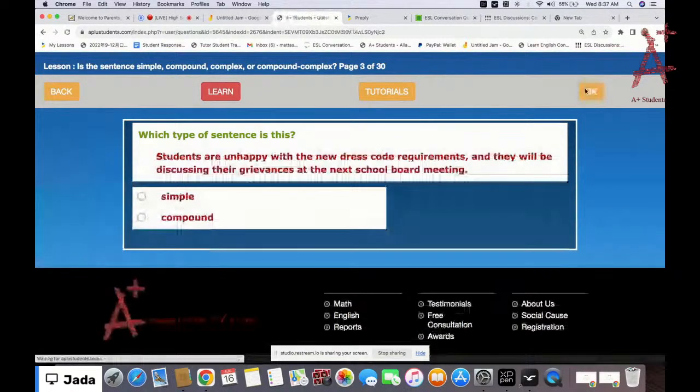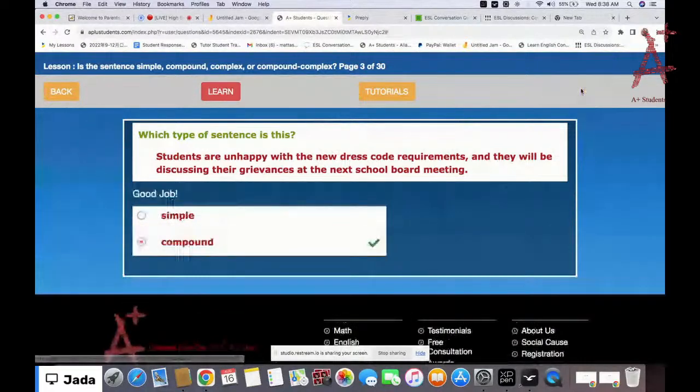So take note of compound sentences, just like this one. Students are unhappy with the new dress code requirement, and they will be discussing their grievances at the next school board meeting. So there's a conjunction and a comma, which makes it a compound sentence. If you don't see the conjunction and, but, or so, then you know that it's not a compound sentence.